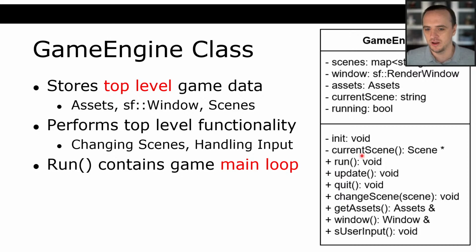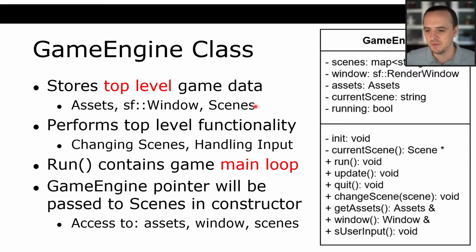The game engine run is going to contain the game main loop, and the game engine pointer will be passed to all scenes in its constructor. So this will mean that the scenes will have access to the assets, the window, and the scenes through the pointer to the game engine class.